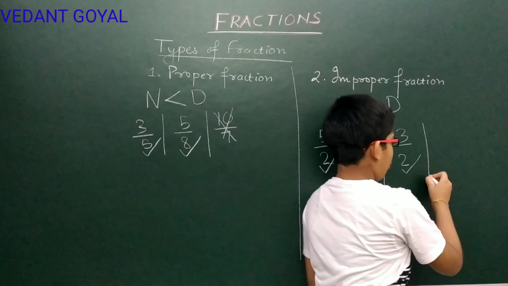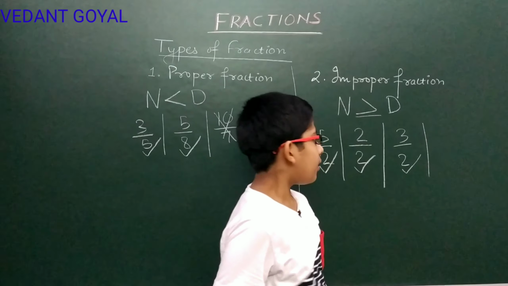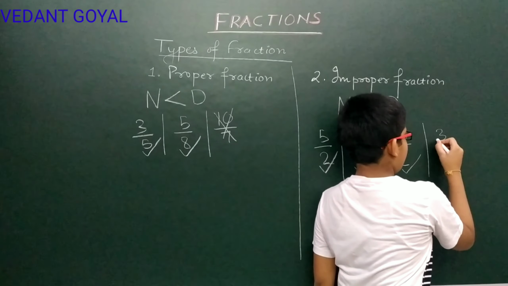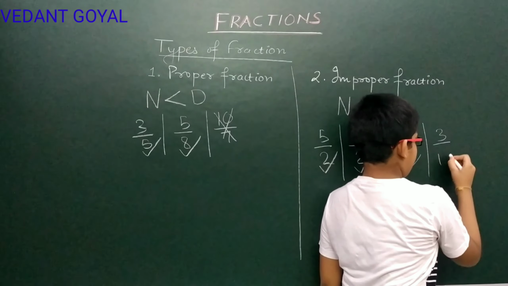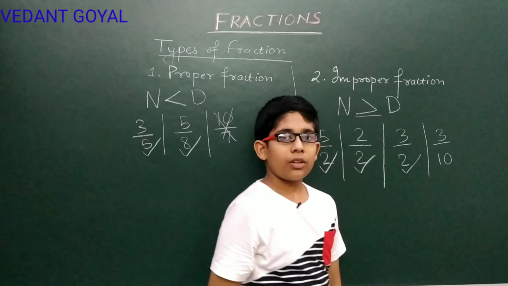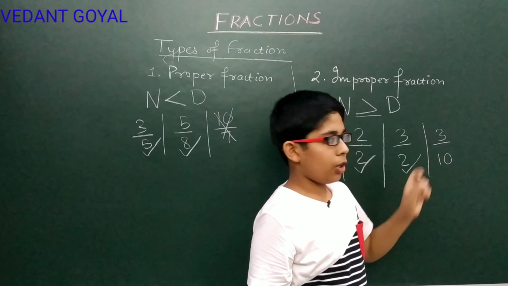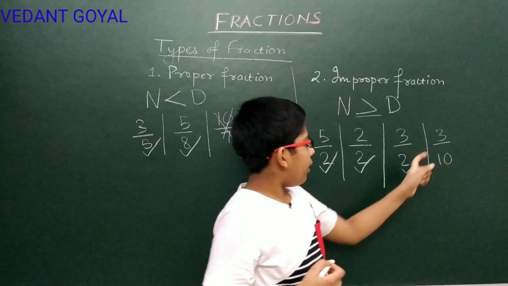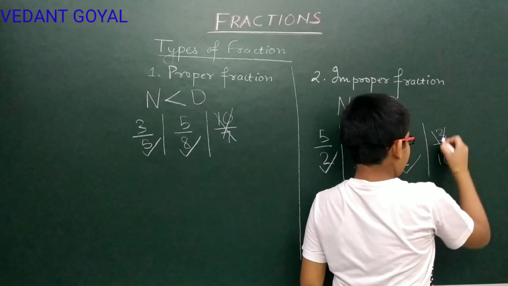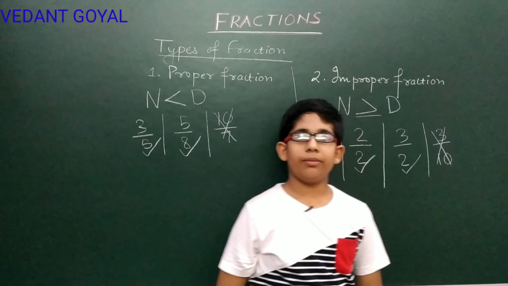Let's take one more example. Suppose we take 3 by 10. You can observe here that the numerator is less than the denominator. So it is not an improper fraction. It is a proper fraction.